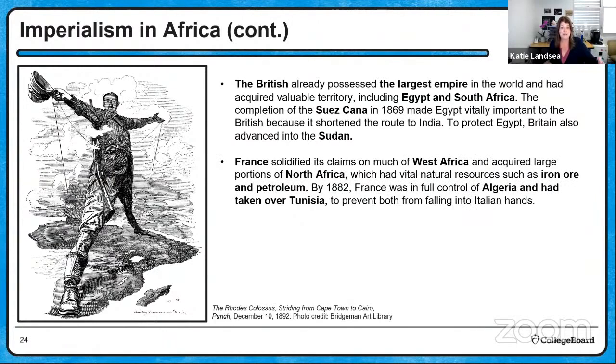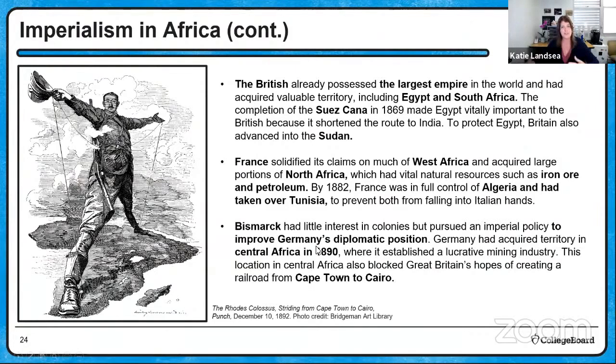France has territory here as well. It's going to solidify its claims on West Africa. It's going to acquire portions of North Africa, which has vital resources like iron ore and petroleum. And by 1882, France will be in full control of Algeria and take over Tunisia to prevent both from falling into Italian hands. So we've got competition here, right? Imperialism is definitely this form of competition.